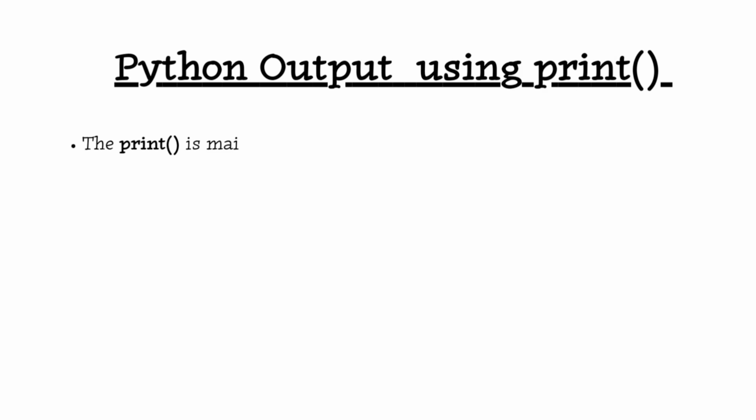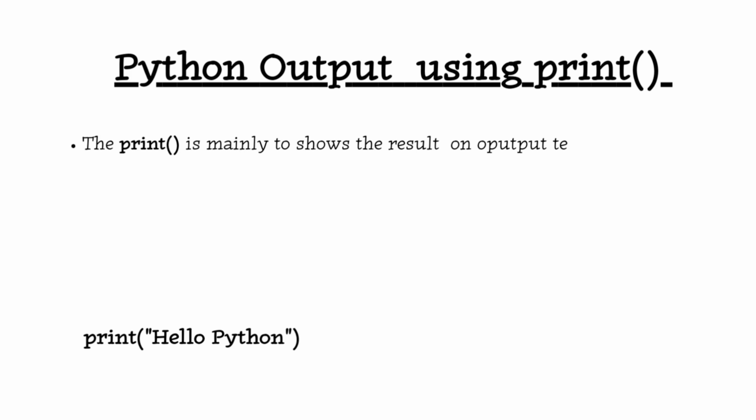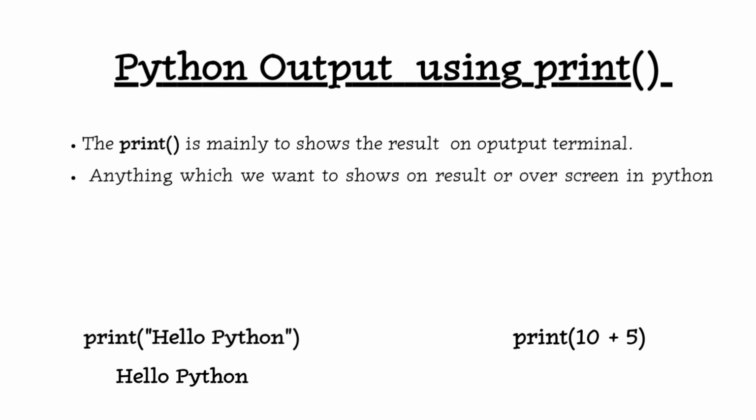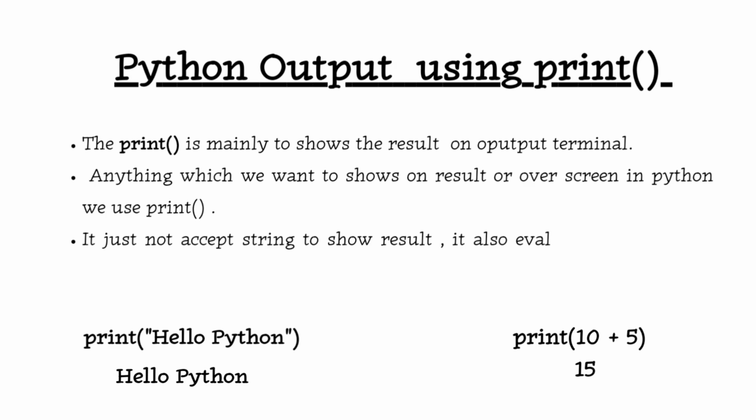First, let's talk about output. In Python, we use the print function to display output on the screen. Anything you want to show to the user, text or a calculation, is done using the print function. Now let's see an example.